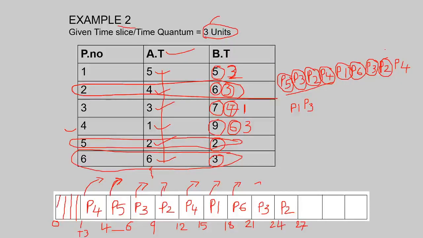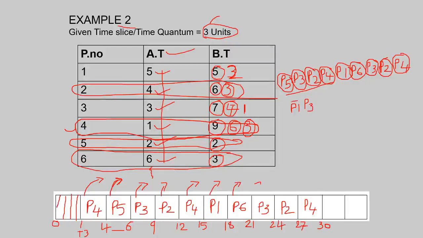Now select the next process from the queue. It is P4. So allocate the P4 process. Check out the burst time of process P4. Still 3 units are remaining. So it is going to complete its execution. 27 plus 3, it is 30. So P4 has completed its full execution. So don't put P4 into the queue now.